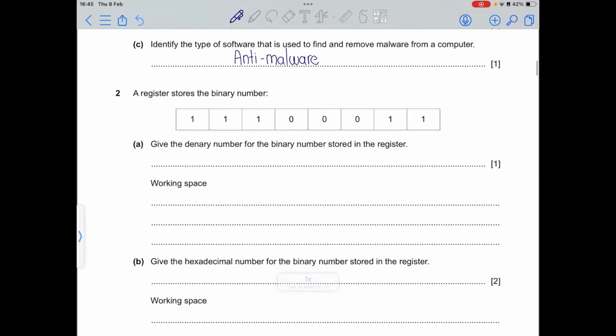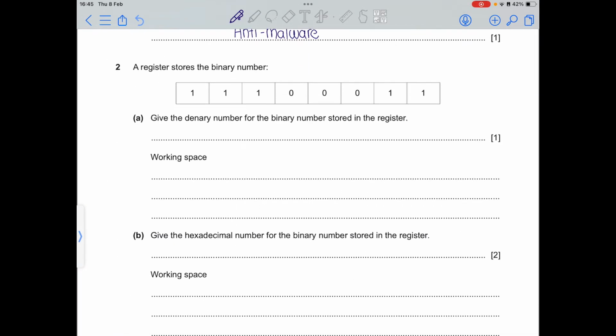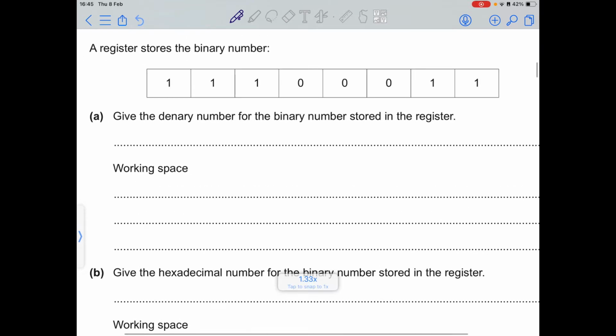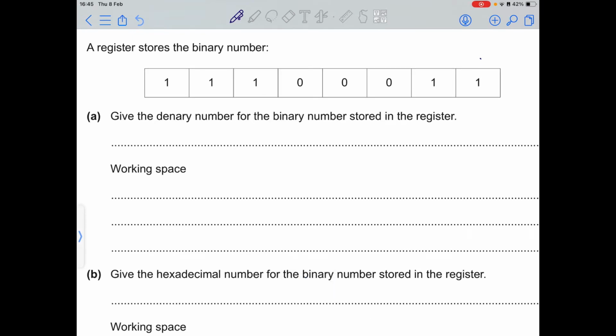Okay. The next question is about binary numbers. There's a binary number given, and you have to find the denary number for this. Easy technique: first of all, write the column value headings: 1, 2, 4, 8, 16, 32, 64, and 128. Simply add them up. You could add up 128 and 64 plus 32, which is 96.